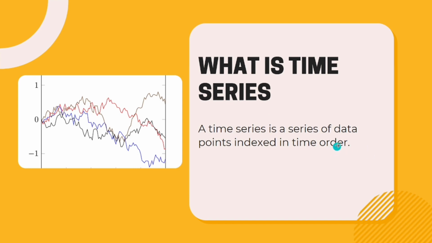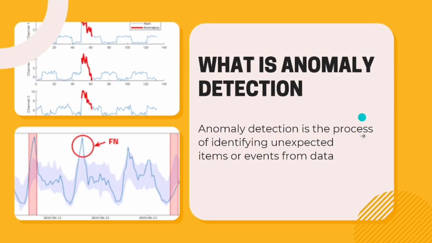So time series data is a kind of data where the data points are indexed in time order, and we can use this data to visualize the trend or to visualize the behavior of some machine, object, or any kind of entity. So, moving on. So anomaly detection is a process by which we detect unexpected items or events that can occur in the data which does not follow the proper and the expected trend.